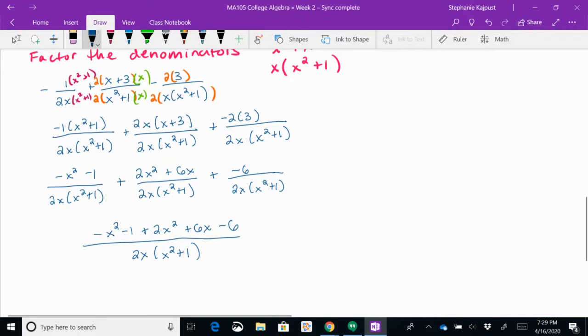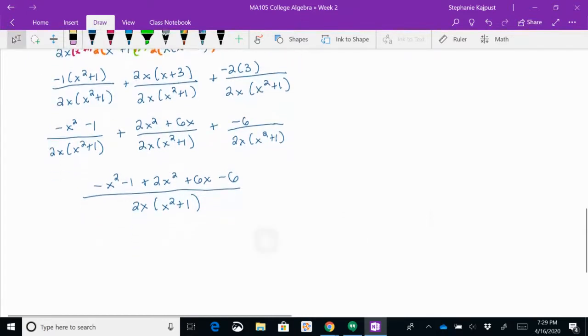And now I'm going to add like terms on the top of my fraction. So I have a -x squared plus 2x squared, so that actually comes out to an x squared. And then I have a plus 6x, and then I have a -1 minus 6, so that's minus 7. And then we have 2x times x squared plus 1. Once you get to this point, you want to see if it's possible to factor to see if you can actually cancel anything out. Most of the time things don't cancel out, but it's always worth checking.